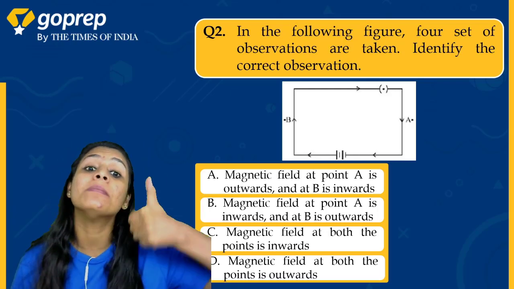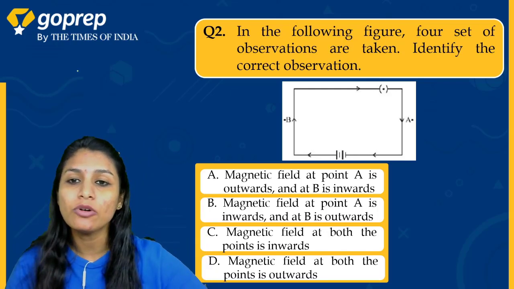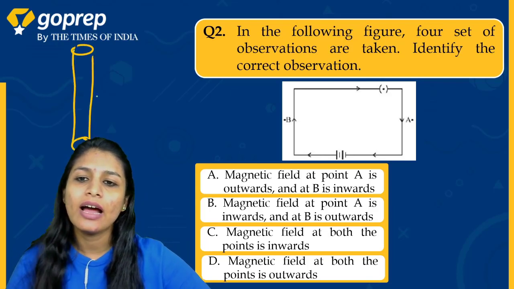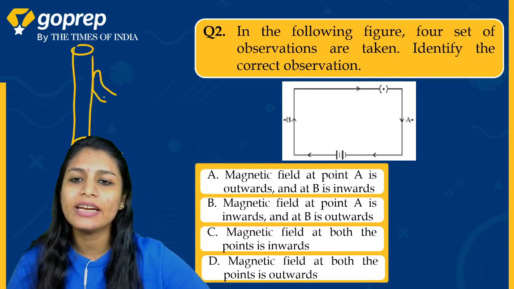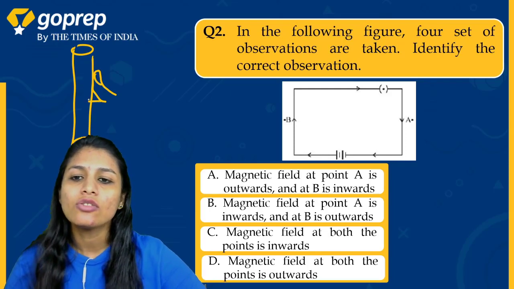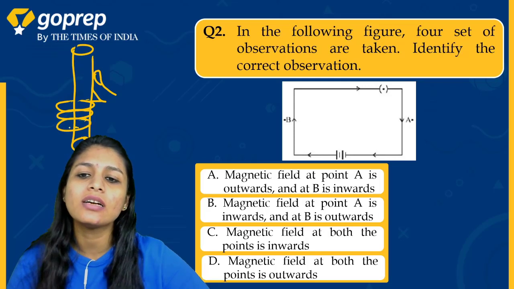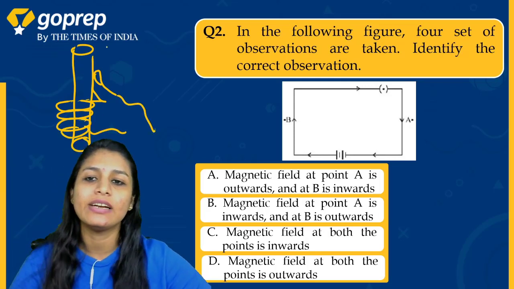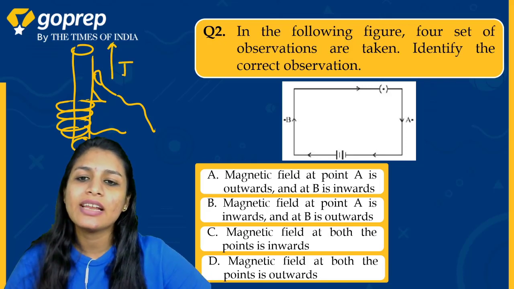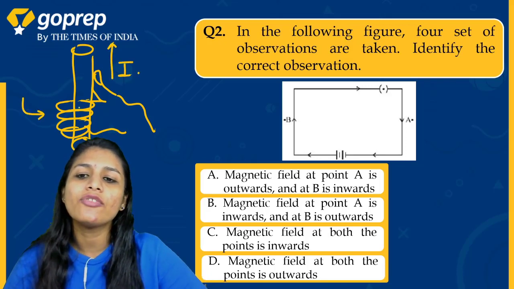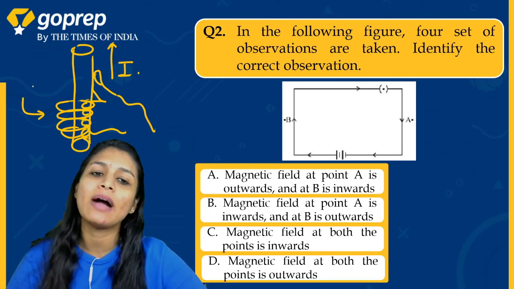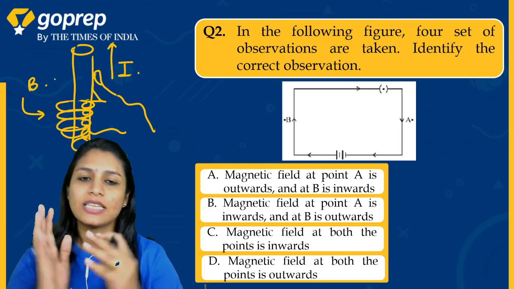राइट हैंड थंब रूल. राइट हैंड थंब रूल क्या बोलता है? If this is a wire and you are holding it in your hand, right? तो आपको जिस डायरेक्शन में आपकी फिंगर्स कर्ल करेंगी that will give you the direction of magnetic field. Thumb will point towards the direction of current and the curl of your fingers will give you the direction of magnetic field B. ठीक है? ठीक है भाई.